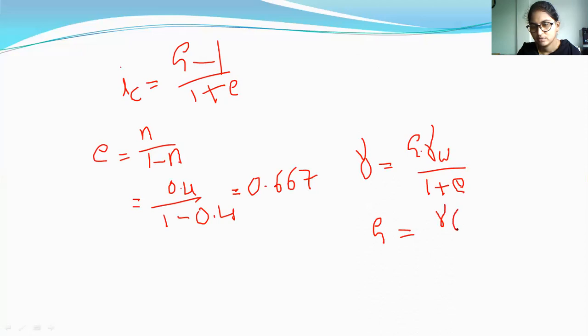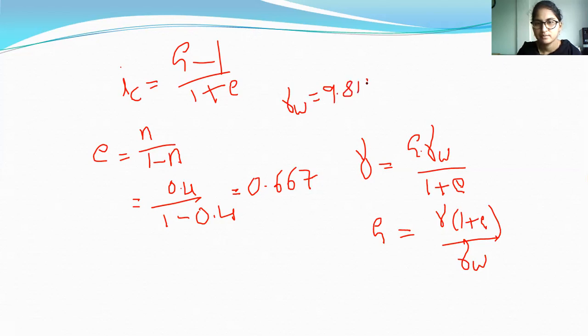gamma into 1 plus e by gamma w. Now here, what is the value of unit weight of water? Gamma w is equal to unit weight of water. That is not given in the problem, but we directly take it as 9.81 kilonewton per meter cube. That is the standard value. In some cases it is given in the problem. Otherwise, you can take 9.81 kilonewton per meter cube. That is the standard value. So G is equal to, what is the value of gamma? 21.